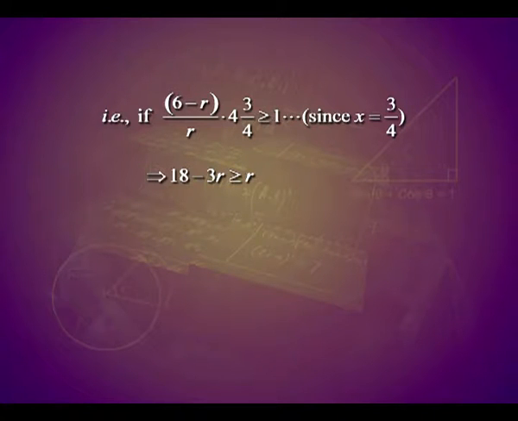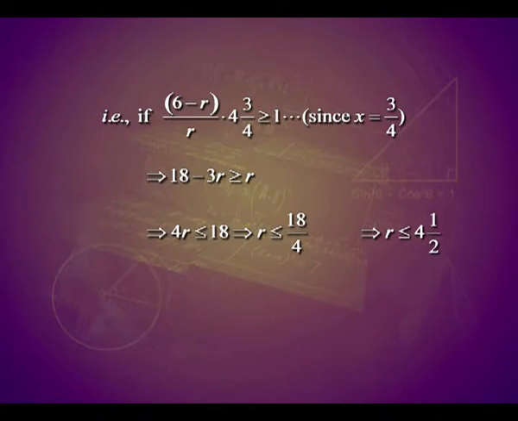Also, remember r is related to the position. So, r is always going to be a positive integer, right? So, in this case, what do I get? That r must be less than or equal to 18 by 4, which is the same as saying that r must be less than or equal to 4 and a half. But r was a positive integer.